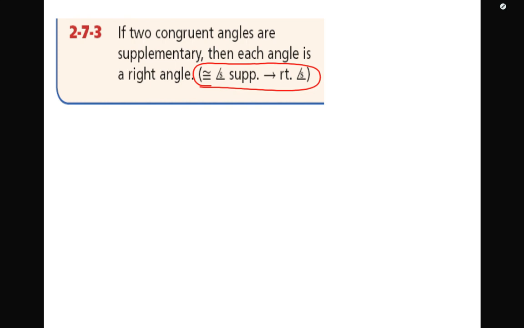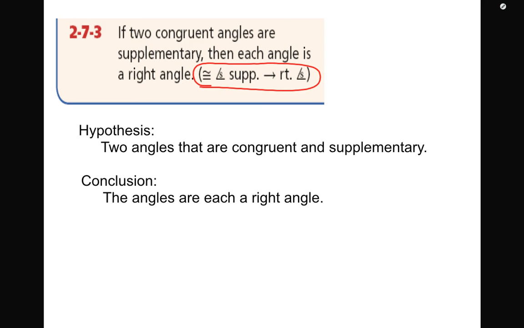So that notation to me says congruent angles that are supplementary. So if there are congruent angles that are supplementary, then there's right angles, or they are right angles. So you do have to know a little bit about it to even understand what that means. Okay, hypothesis and conclusion. Pause and write those down.